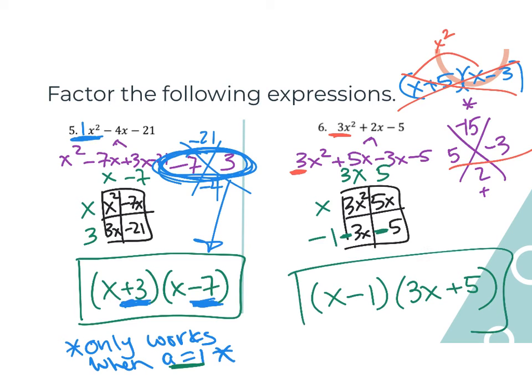Which, by the way, these things are not the same as those things. I've got a 5 and a negative 3. Here I've got a negative 1 and a 5, but the 3 is in front of this x. So it's a little bit different. When your a term is not equal to 1, you have to go through this reverse box method.